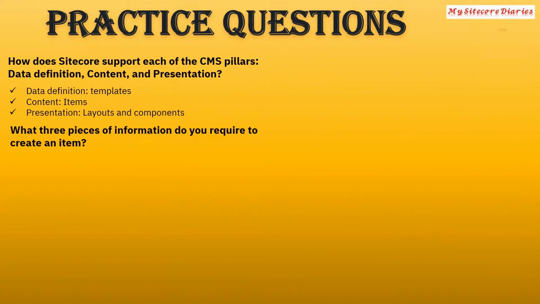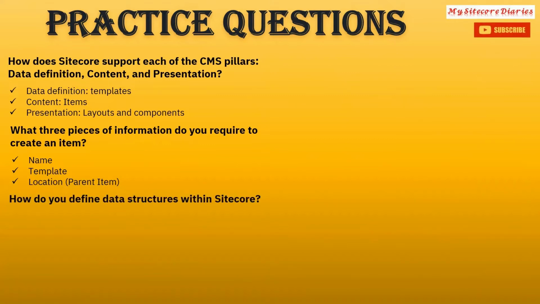What three pieces of information do you require to create an item? If you want to create an item in Sitecore, what will you require? The first thing is the name of the item; you should know the name or create one. Then you should know the template from which the item should be created. And then we need the location, the parent item, under which to add this item. These are the three things required to add any item in Sitecore.